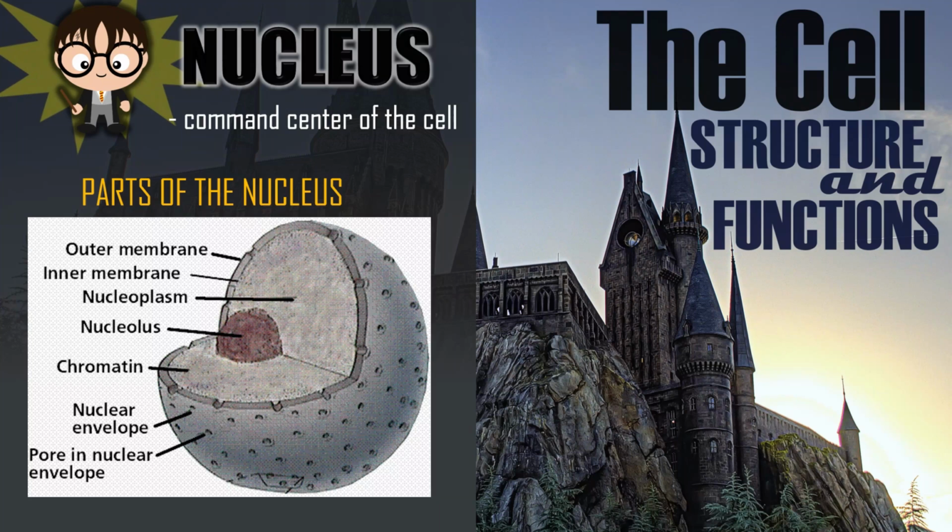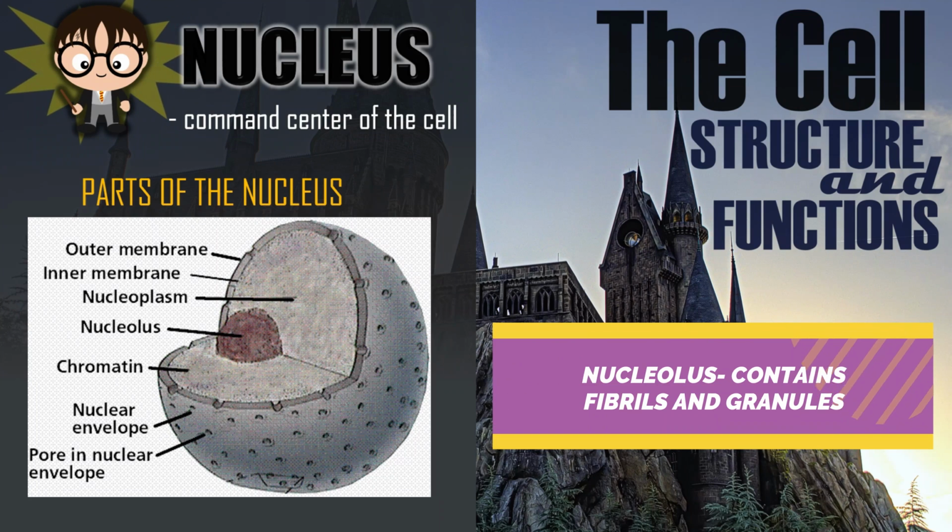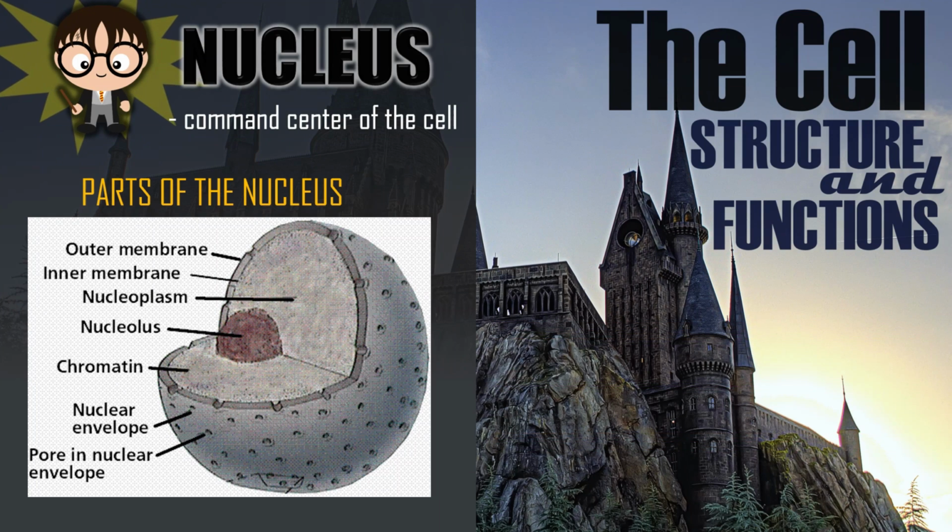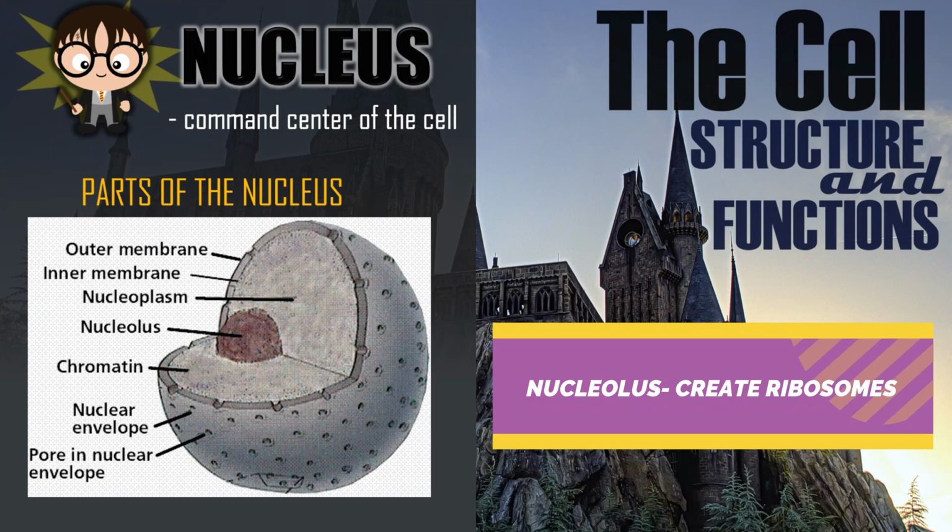Inside the nucleus is a small rounded structure called the nucleolus. The nucleolus is a membrane-free organelle found inside the nucleus. It is usually spherical in shape. It contains fibrils and granules. The fibrils have DNA coding for the ribosomal RNA or the rRNA. The granules contain rRNA molecules with proteins coming from the cytoplasm. The nucleolus is important in creating the ribosome. So the nucleolus, one of its main functions is to create ribosome.